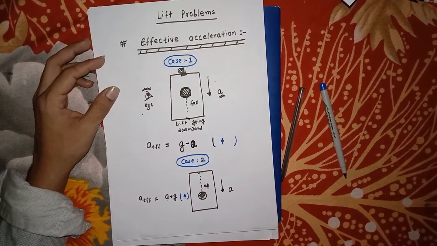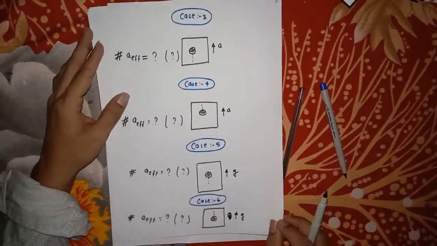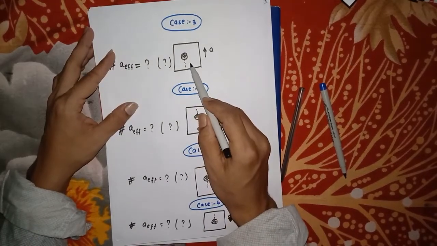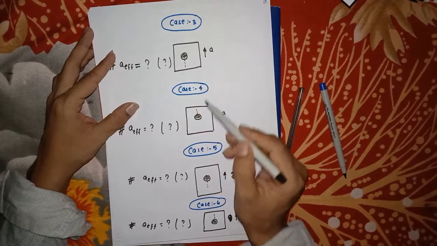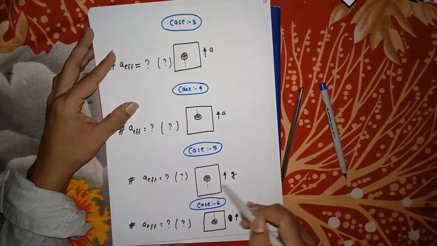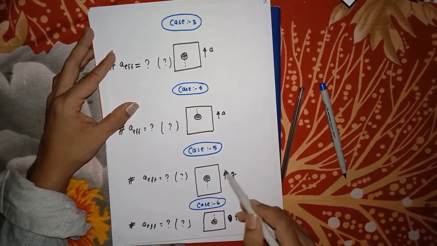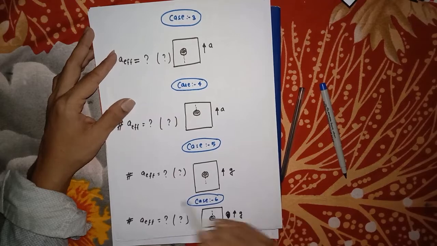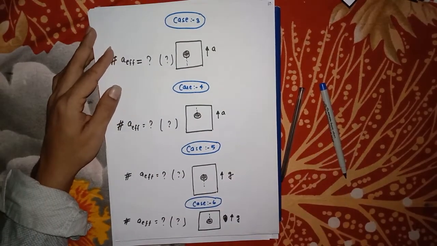So I am giving you some situation that you have to say about it. What is the effective acceleration in this case? If the acceleration is up and the ball is going down. If the ball is going up, acceleration is also up, and the acceleration is g. The acceleration of the ball is also g, and the acceleration of the lift is also g, going up. What is the effective acceleration in this case? You have to work it out.